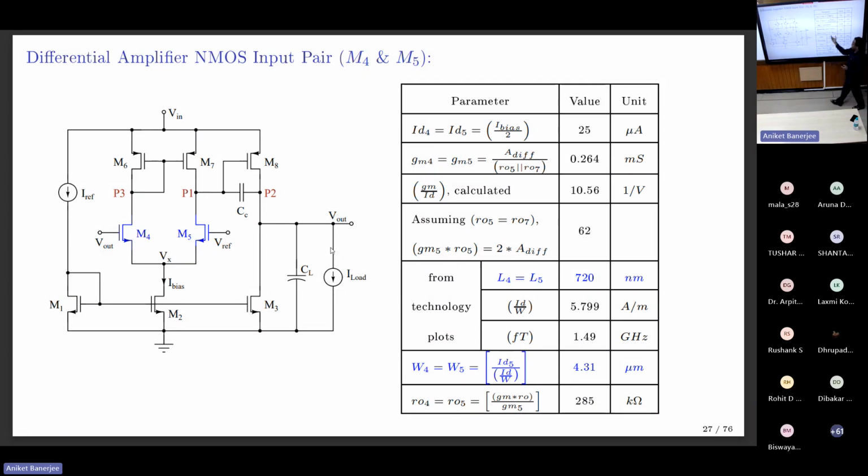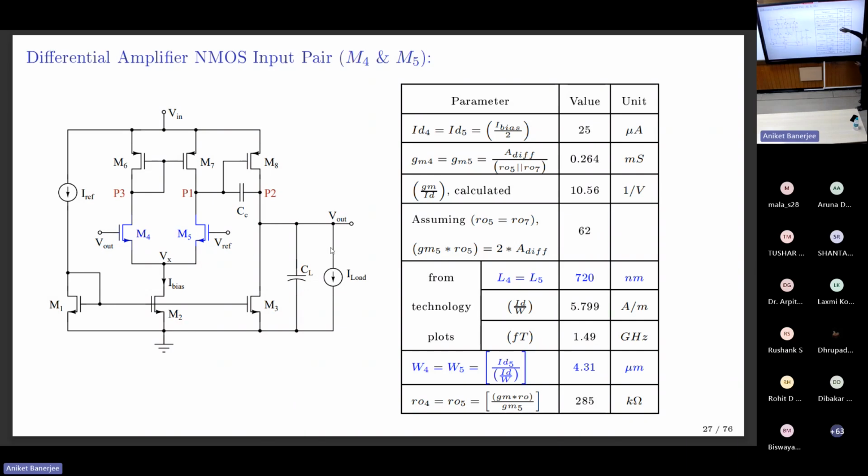Now, there is an assumption here, because to come up with the dimensions of this, I should know only the RO of that particular transistor. The only thing I know is RO5 parallel RO7, this combination, but I don't know individually what RO5 and RO7 are. So to simplify this problem, I assume RO5 equal to RO7, that is, looking down impedance equal to looking up impedance. Then this becomes RO by 2, so the intrinsic gain of this MOSFET, GM5 RO5, becomes 2 times ADIF, 2 times 31, which is 62.